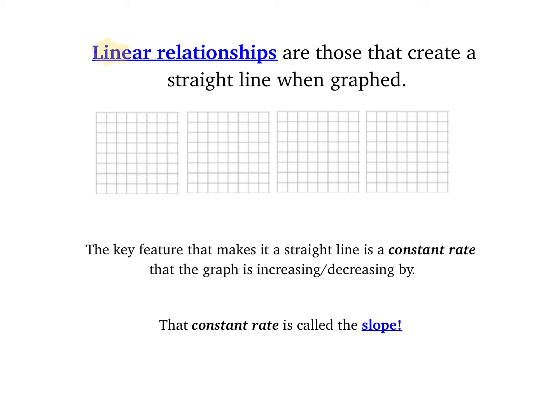So if we just think about some visuals of straight lines and what those could look like, probably the first thing that comes to your head is a diagonal line. And we could have those going in both directions. But then there are also two other types of lines, such as vertical or horizontal lines. So all of those would be considered linear relationships. The key feature that makes something a straight line is a constant rate at which the graph is either increasing or decreasing by. That constant rate is what we refer to as the slope.